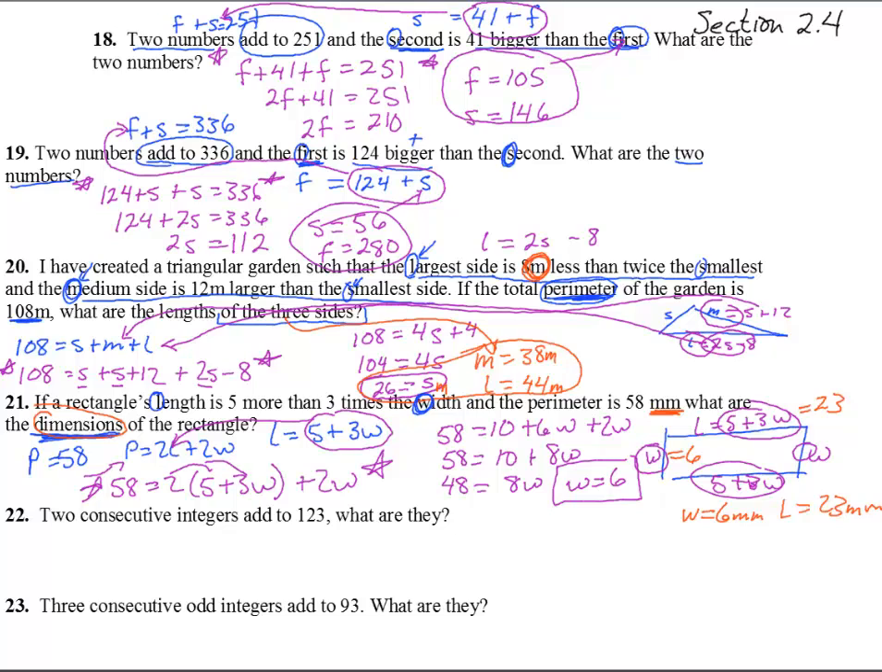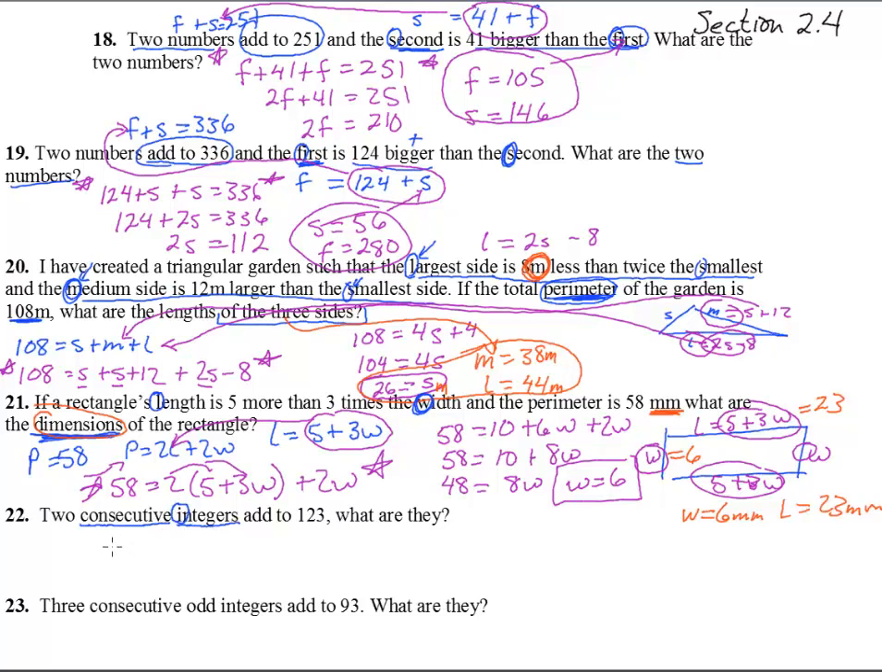Number 22. 2 consecutive integers add to 123. Ooh, consecutive integers. Now consecutive again means in a row, and integers are counting numbers. So let's try this. We've got to pick a variable. Let's do I for integers.